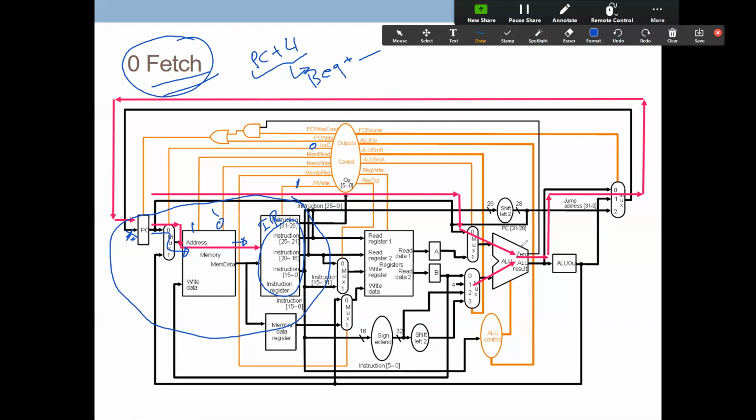What's gonna happen is that you need to utilize this state to do one of those operations. And then the most common thing that you want to do is to update the program counter so that the program counter is ready for the address of the next instruction.